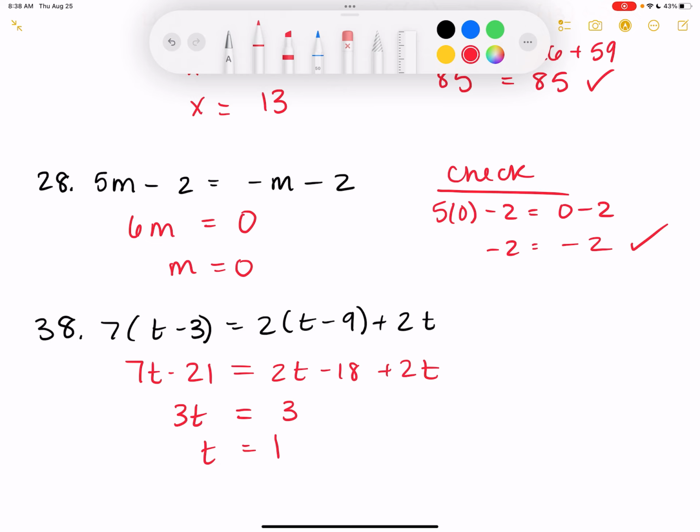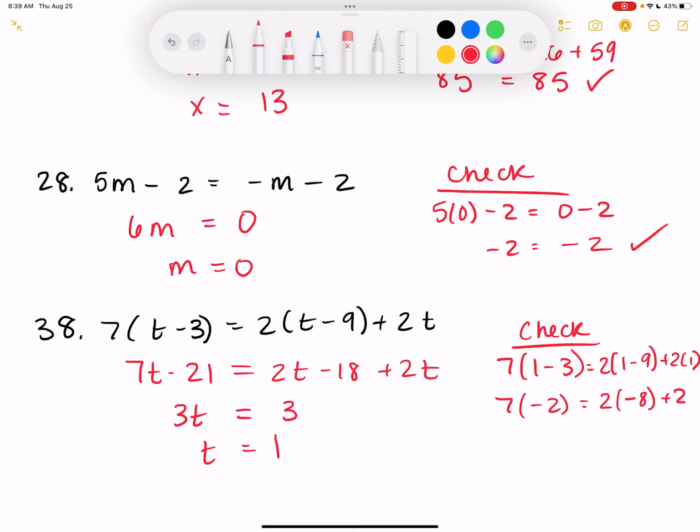And then I just plug it back in to check it. So 7 times (1 minus 3) equals 2 times (1 minus 9) plus 2 times 1. So that's 7 times negative 2 equals 2 times, what is that, negative 8, plus 2. Negative 14 equals negative 16 plus 2. Negative 14 equals negative 14.